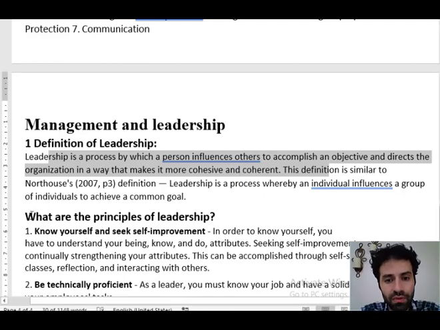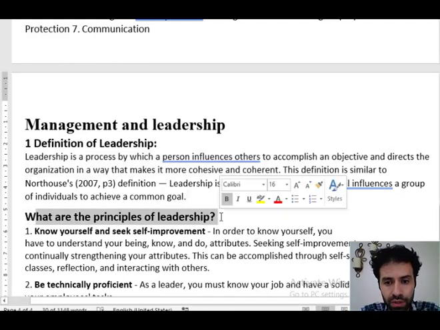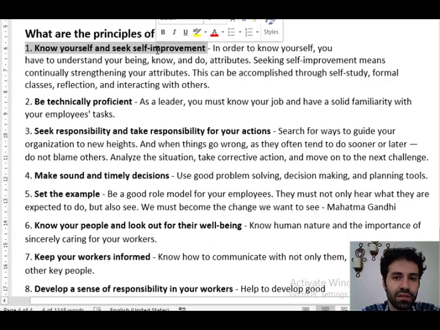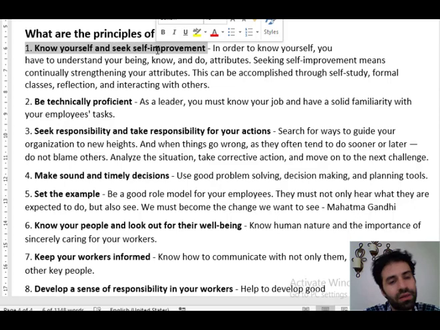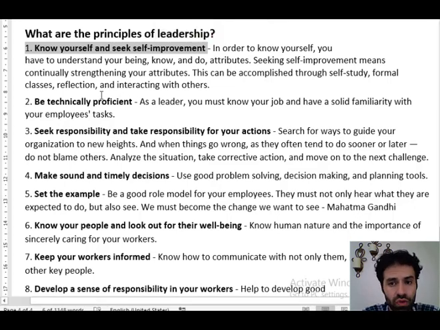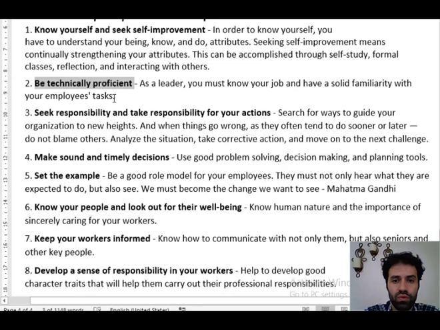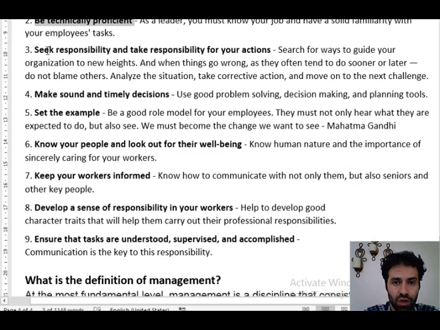So what are the principles of leadership? There are 9 principles here. We go through them very quickly. Number 1 is to know yourself and seek self-improvement. A good leader is always improving himself because the employees will look at him. If he's doing better and better, they will try to do better and better too. Number 2, be technically proficient. A leader should be professional, should be good at his work, should be aware of the details of the job.